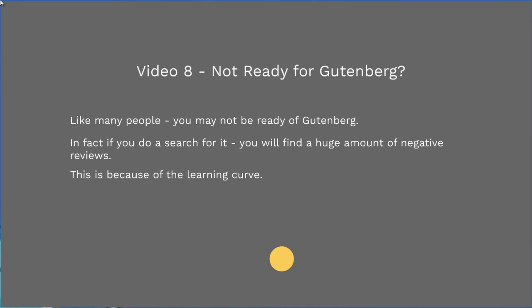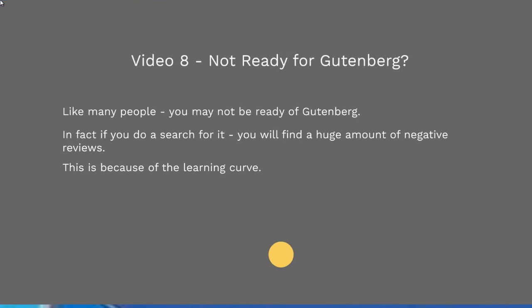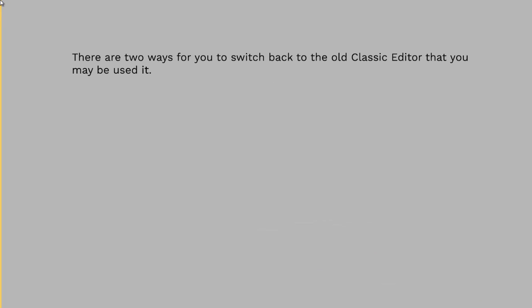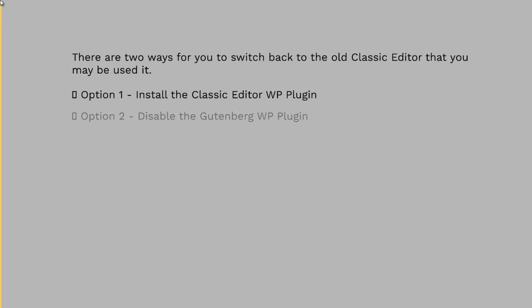But let's say, for example, you have a client who has a website and they just don't want to go over the learning curve. They're editing the site themselves and they're just frustrated and they're like, I want to go back to the classic editor. If that is the case, then I'm going to give you some options. There are 2 ways for you to switch back to the old classic editor that you may be used to. Option 1 is to install the classic editor WordPress plugin. And option 2, you can disable the Gutenberg WordPress plugin.